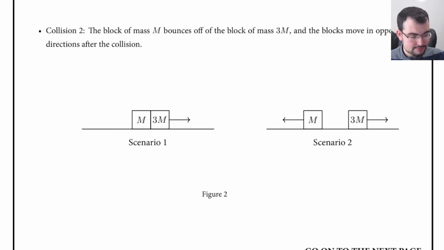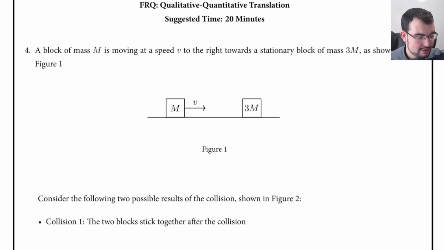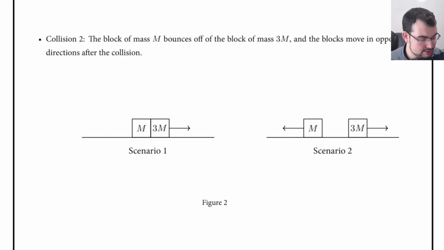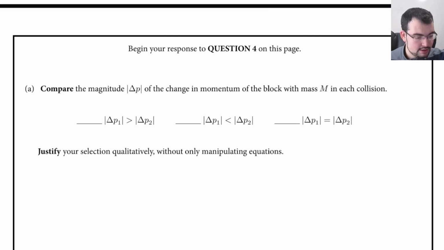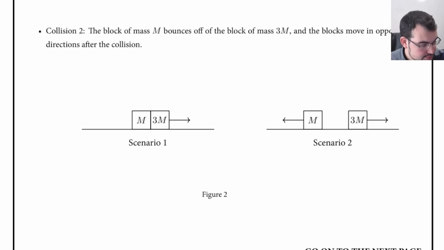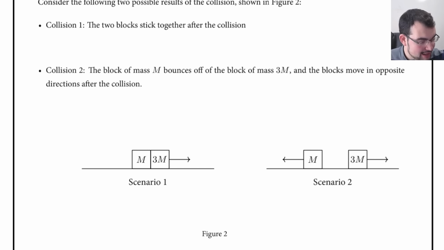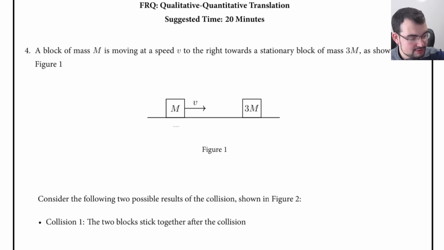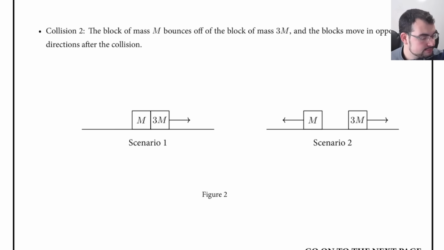In scenario 1, the blocks stick together and move to the right. And in scenario 2, the blocks bounce off each other. So same incoming block, incoming velocity, but different results. It's a stick together or it's a bounce. And we want to compare the magnitude of the momentum change of the block with mass m in each collision. So we're asking, does the m block, which is the incoming one, does its momentum change more in the stick-together collision 1 or the bounce collision 2?